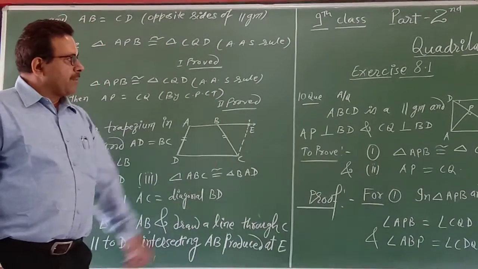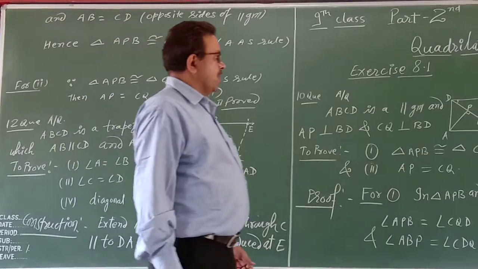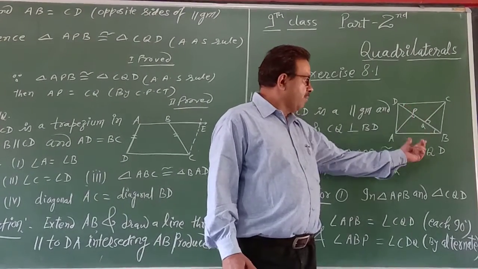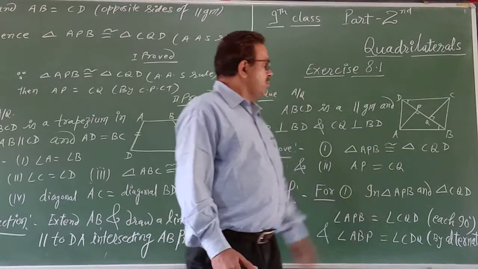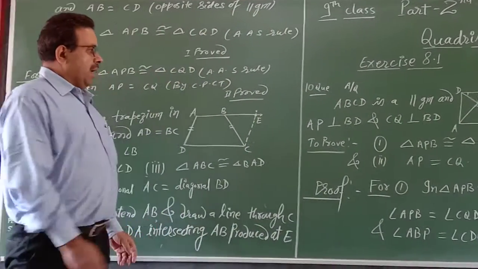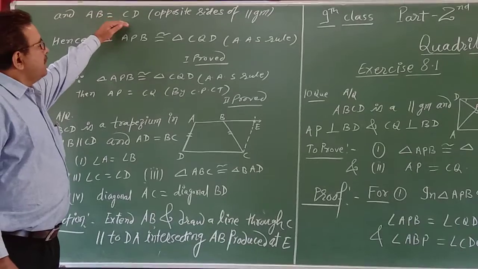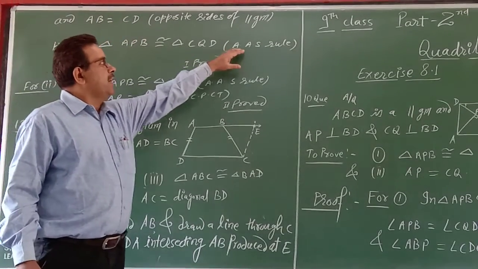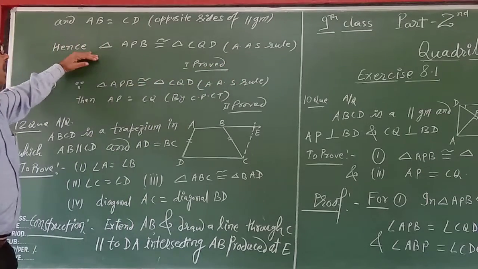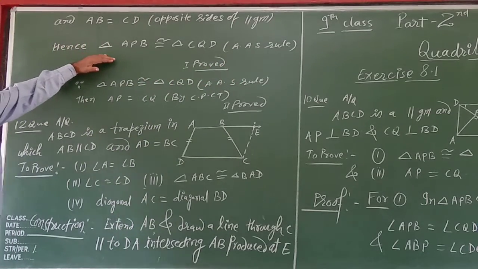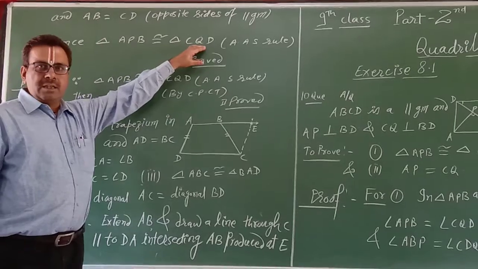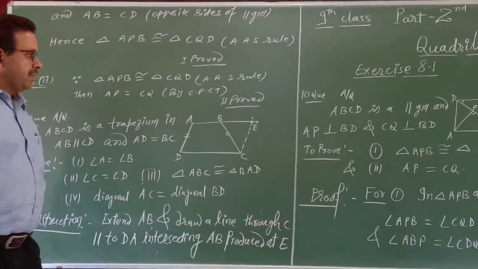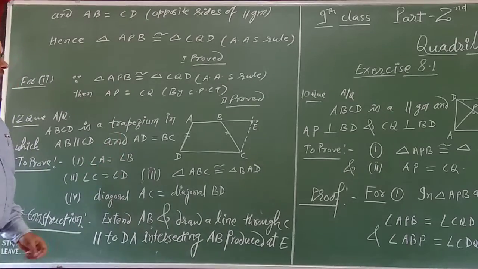ये जो दो चीजें हमें प्राप्त हुई हैं, थर्ड में, as we know that opposite sides of a parallelogram are equal to each other, so AB is equal to CD. Hence, all these three parts are equal to each other. So, with the help of the angle side rule, we can say that triangle APB congruent triangle CQD. First proof. And our second is already simple.